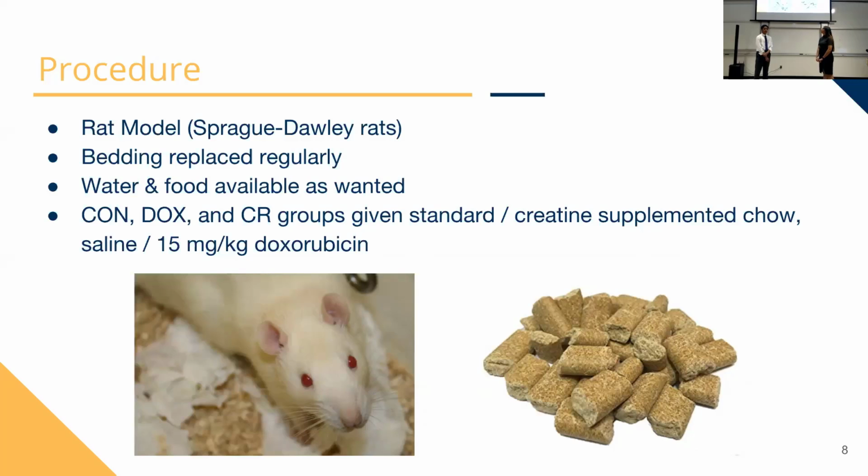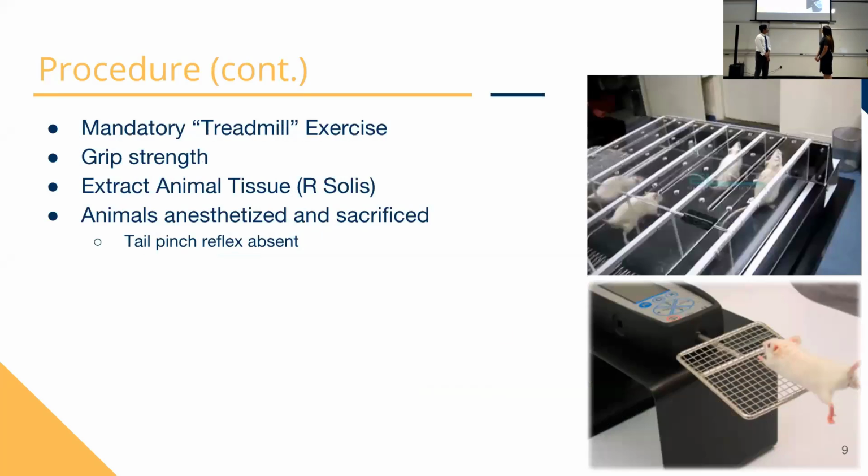Our control group was injected with saline, at 15 milligrams per kilogram, and our dox and creatine groups were injected with doxorubicin, which was the same amount, 15 milligrams per kilogram. And each rat, throughout the process before and after injection, would have mandatory treadmill exercise and hand grips.